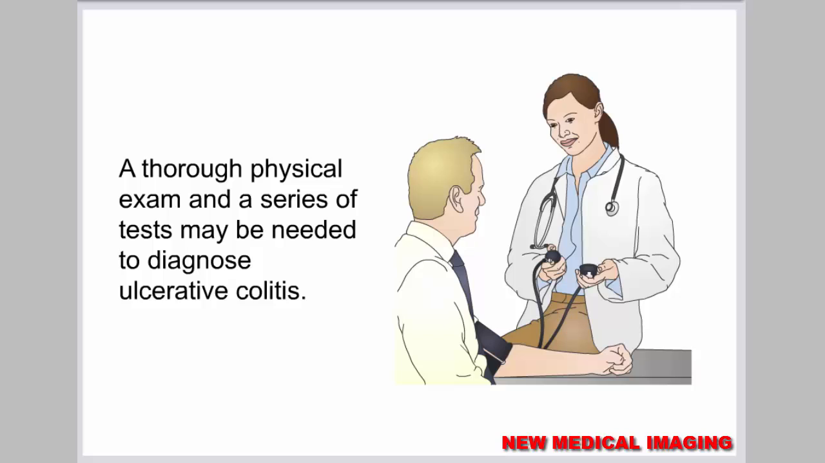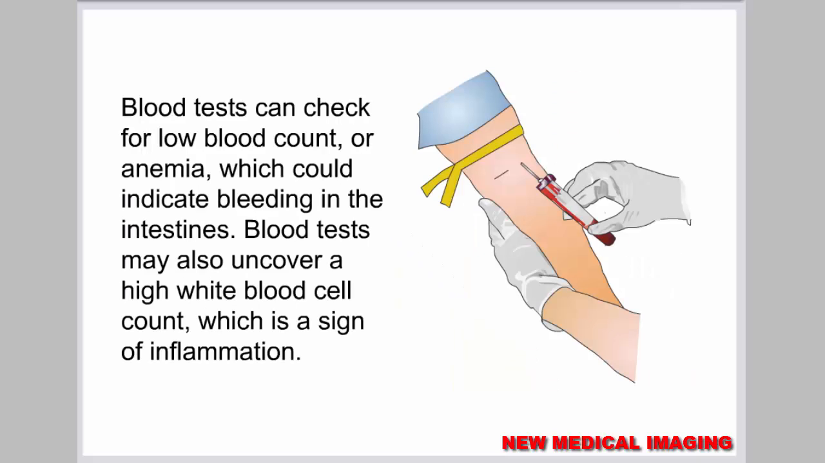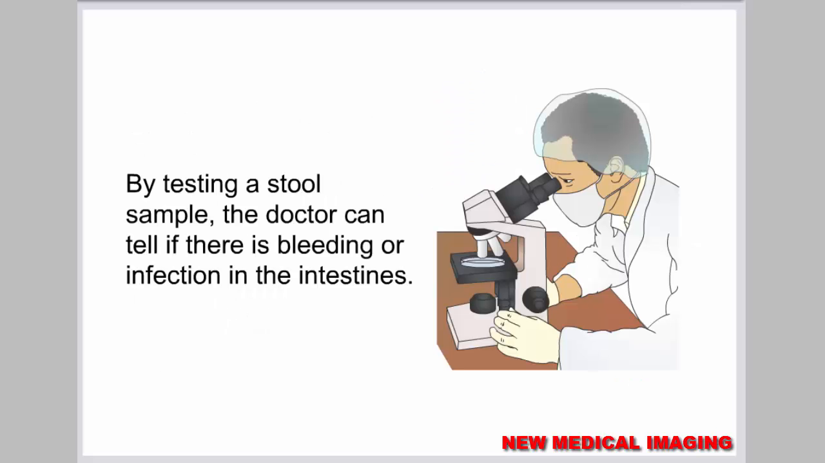A thorough physical exam and a series of tests may be needed to diagnose ulcerative colitis. Blood tests can check for low blood count or anemia, which could indicate bleeding in the intestines. Blood tests may also uncover a high white blood cell count, which is a sign of inflammation. By testing a stool sample, the doctor can tell if there is bleeding or infection in the intestines.